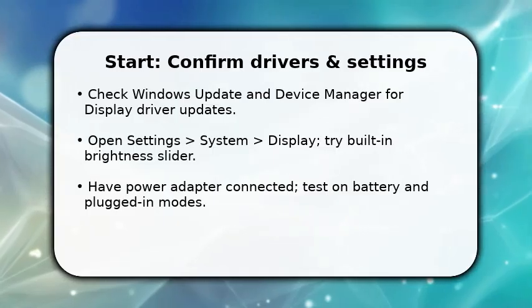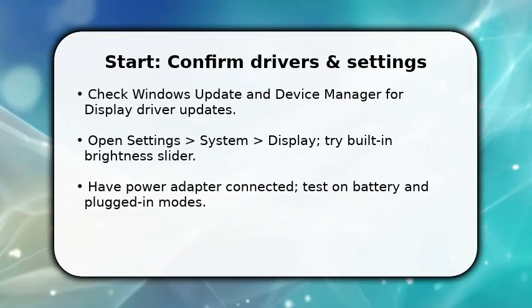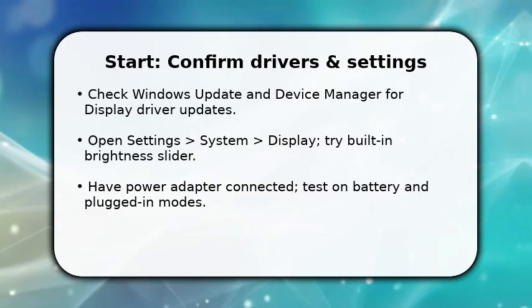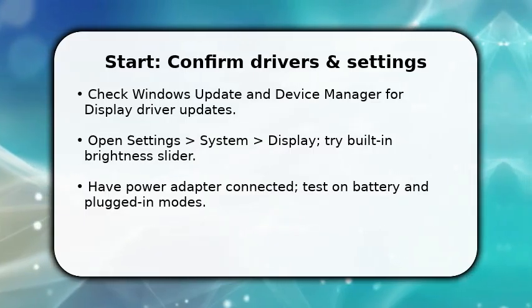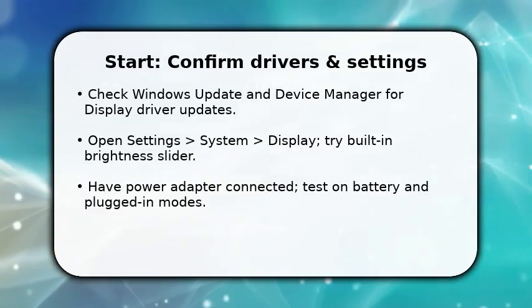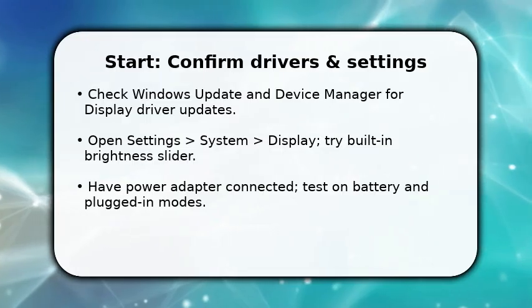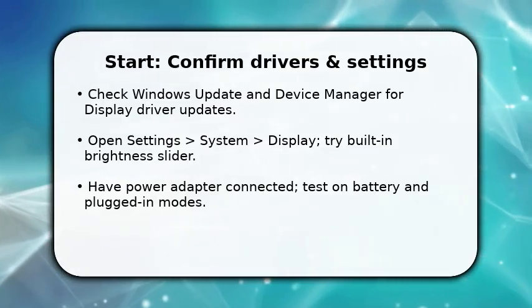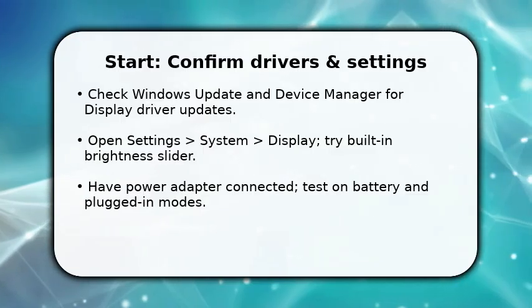You begin by confirming prerequisites and taking the first actionable steps. Open Settings, then System and Display. Use the brightness slider to test immediate response. Next, open Device Manager and expand Display Adapters. Check driver version. Once done, run Windows Update and install any pending graphics or system updates.